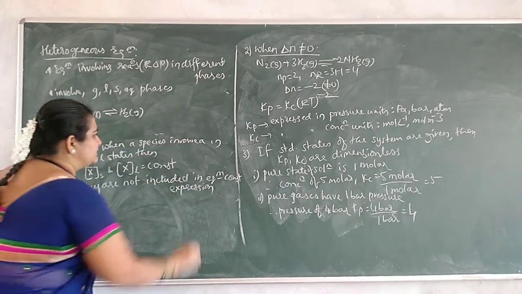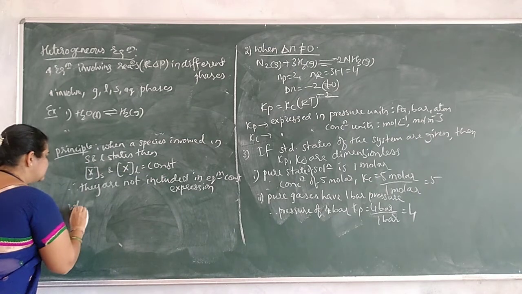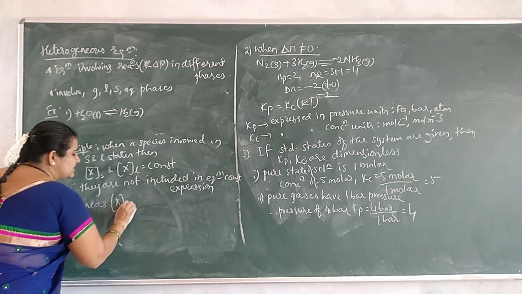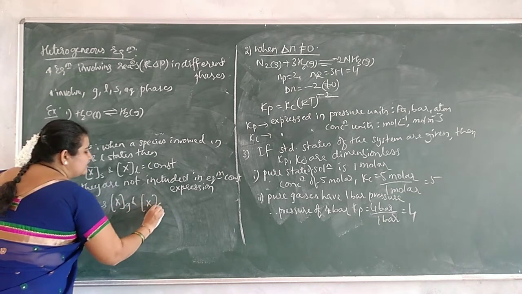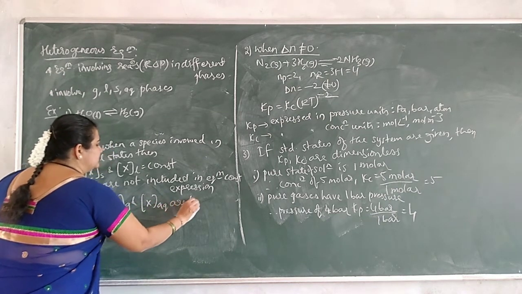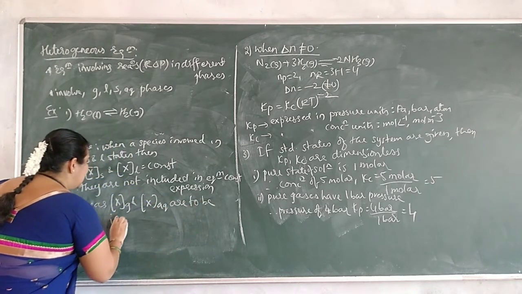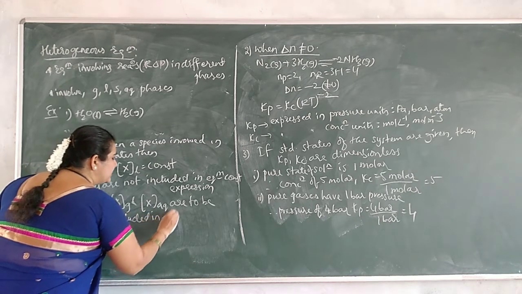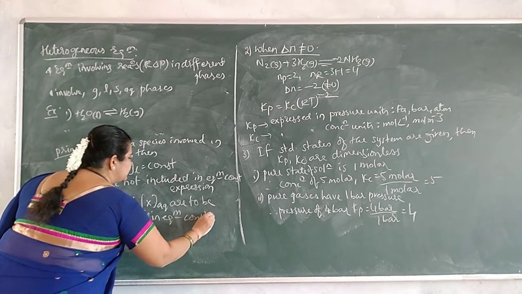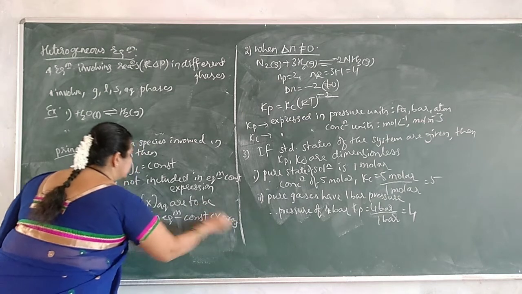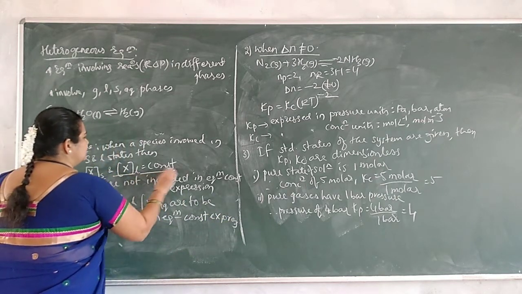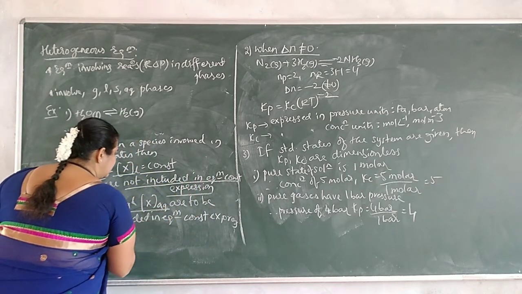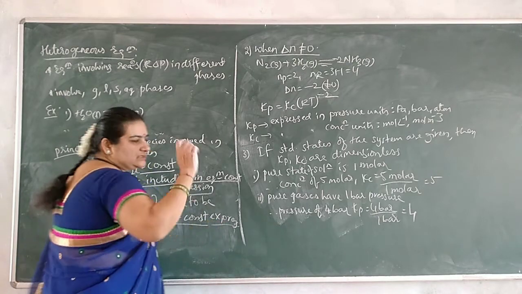Whereas the other two states, X gaseous and X aqueous, are to be included in the equilibrium constant expression. Remember this concept clearly. Solids and liquids are not included in the equilibrium constant expression, whereas gases and aqueous species are to be included in the equilibrium constant expression.